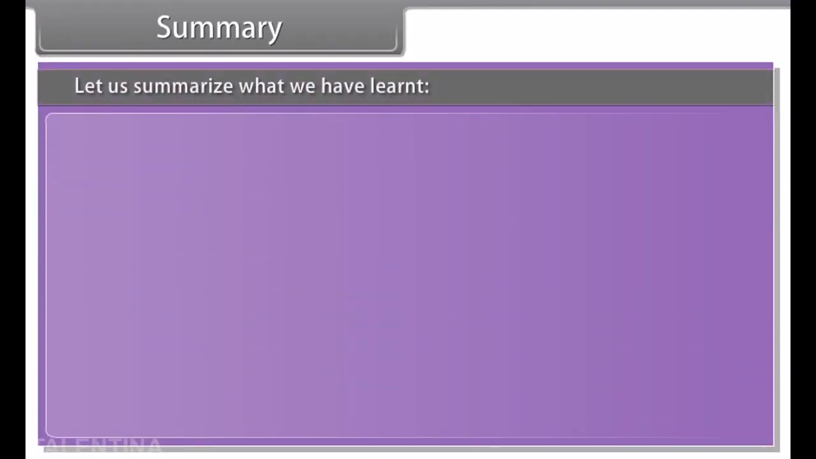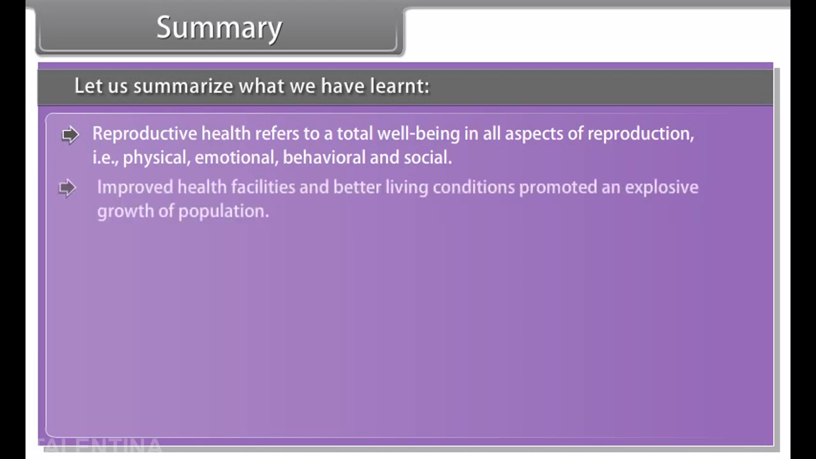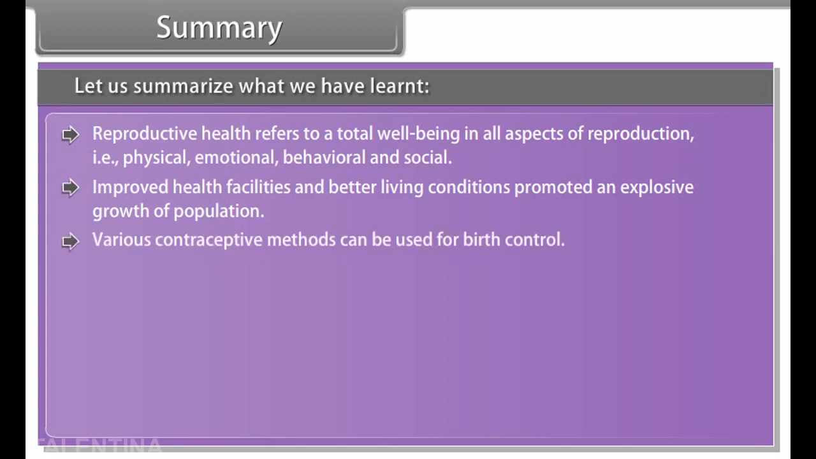Summary. Let us summarize what we have learned. Reproductive health refers to a total well-being in all aspects of reproduction, that is, physical, emotional, behavioral, and social. Improved health facilities and better living conditions promoted an explosive growth of population. Various contraceptive methods can be used for birth control.